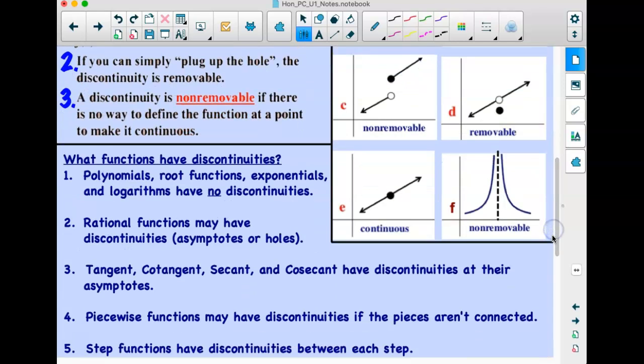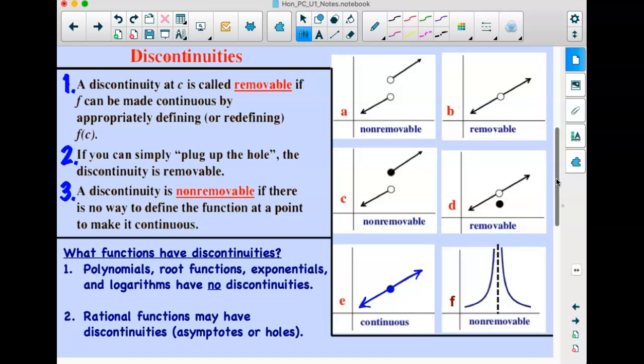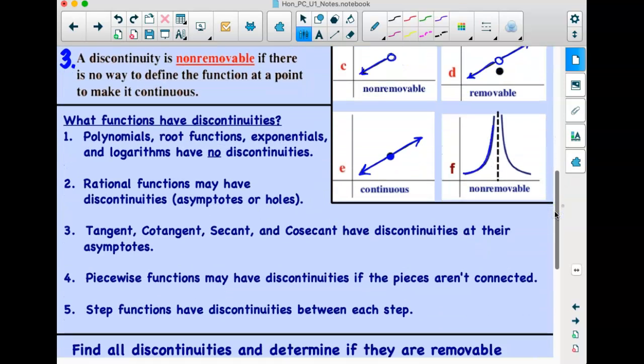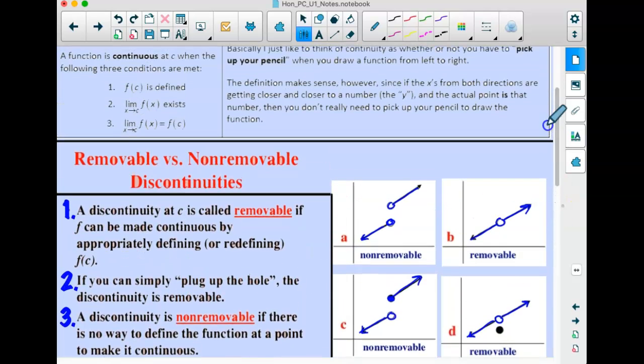There are basically 6 different options here on the right side of your screen: A, B, C, D, E, and F. E is the only one that's continuous. These are different types of discontinuities. Look at A, there's a hole there, so you definitely have to pick up your pencil. Look at C. With all of these, if you were going across your paper, you'd have to pick up your pencil. And then F, there's an asymptote, which is like a wall. You definitely can't just draw over it.